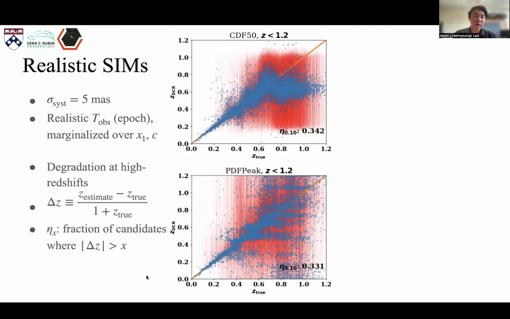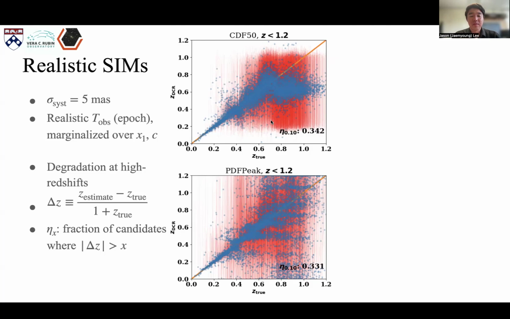Now here is what our DCR redshift looks like by itself in a realistic scenario. So we're assuming that the systematic floor is 5 milliarcseconds, and that we do not know the exact epoch, so we're assuming realistic T observation, and also we marginalize over x1 and c. And when you look at these two panels, you can see that at the high redshifts especially, DCR is not very good.